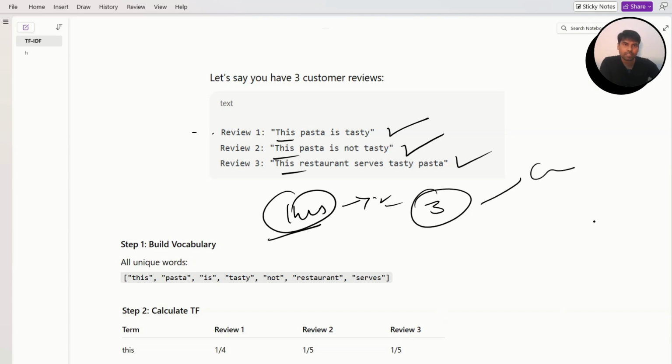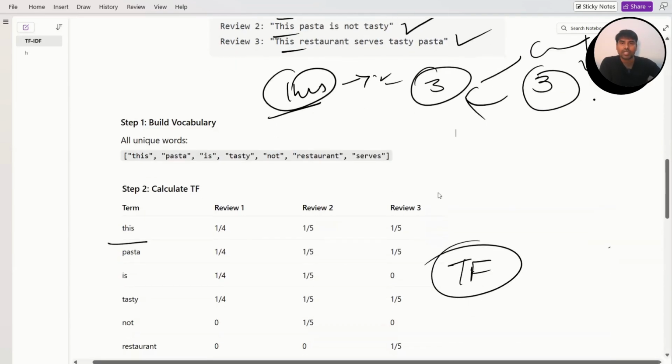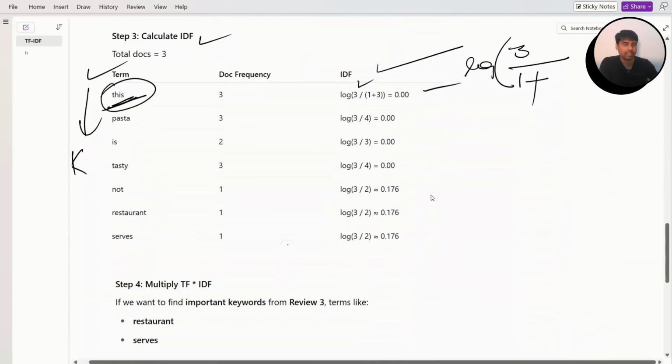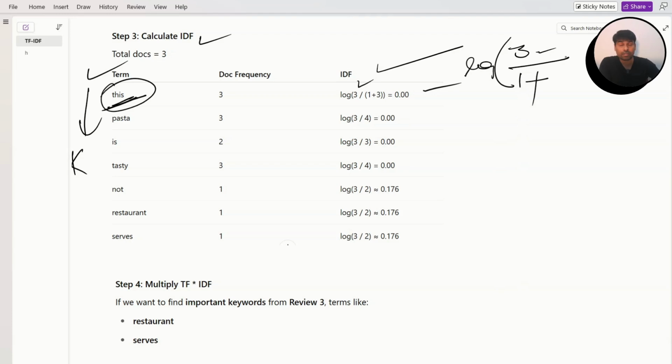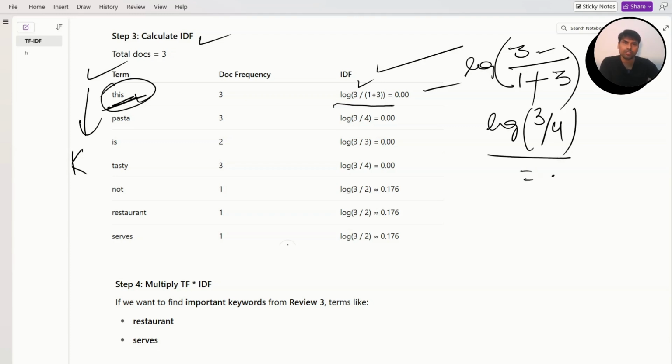Suppose my corpus size is 3, so in all documents it is available. That is why here it will come as 3. You can see that in the numerator I got 3, the total number of documents. 1 I'm adding as the math says, and this keyword appears in all 3 documents, that's why it's coming 3. So if we calculate log 3 by 4, the IDF for this keyword in the whole document is log 3 by 4, which will come almost 0.